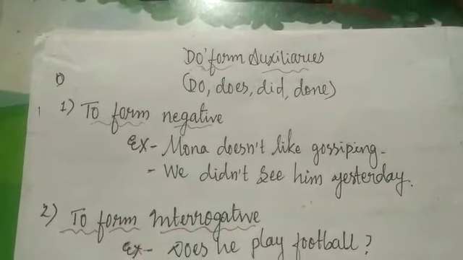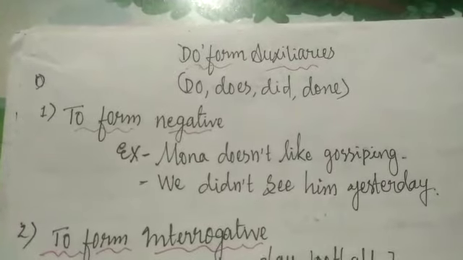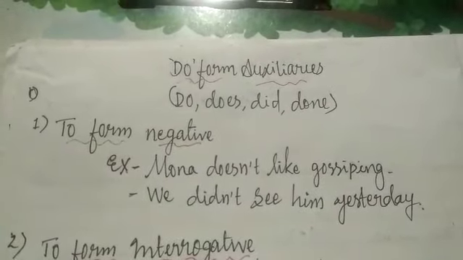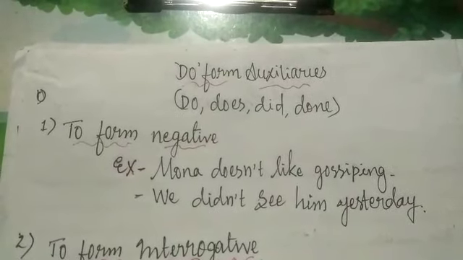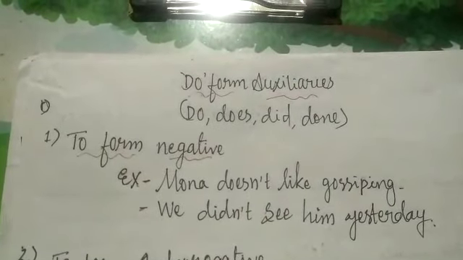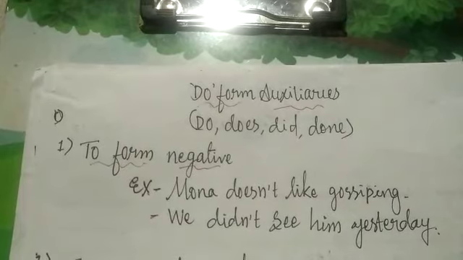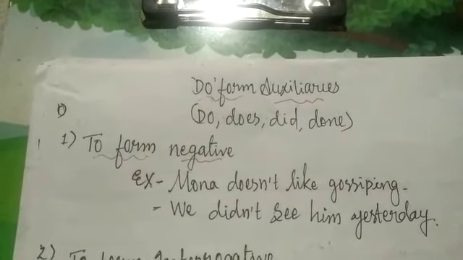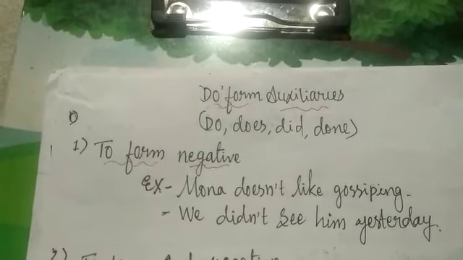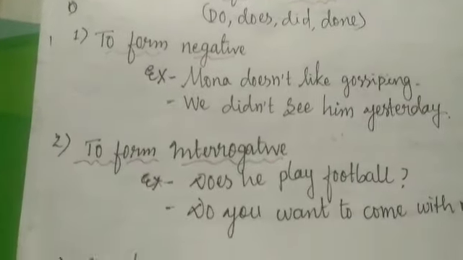Now let us discuss the functions of the do form auxiliaries. First function is to form negative sentences. Look at the example. Mona doesn't like gossiping, or we didn't see him yesterday. So we used doesn't or didn't along with the main verb to make the negative of the sentences. It is particularly used in the simple present and simple past tense to form negative, and also interrogative.